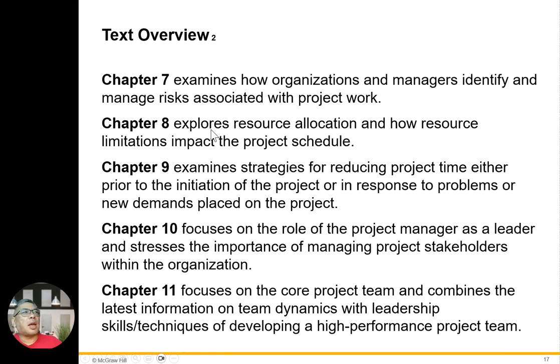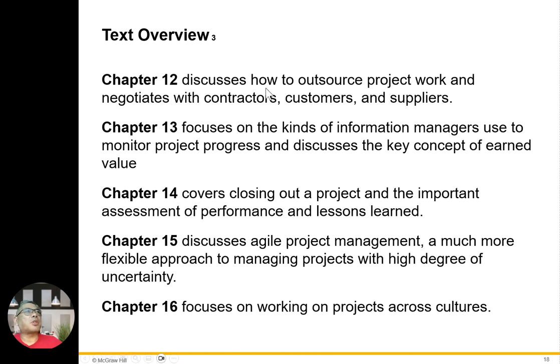Chapter 7 examines how organizations and managers identify and manage risks associated with the project. Chapter 8 explores resource allocation. Chapter 9 examines strategies for reducing project time. Chapter 10 focuses on the role of project managers as leaders. Chapter 11 focuses on the core project team and the latest information systems. Chapter 12 will discuss how to outsource the project and negotiate with contractors and customers. Chapter 13 focuses on the kind of information that needs to be monitored for project progress. Chapter 14 we're going to cover closing of the project.